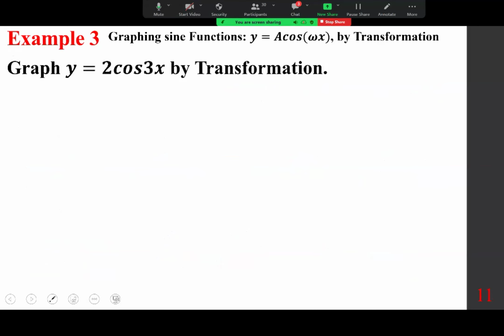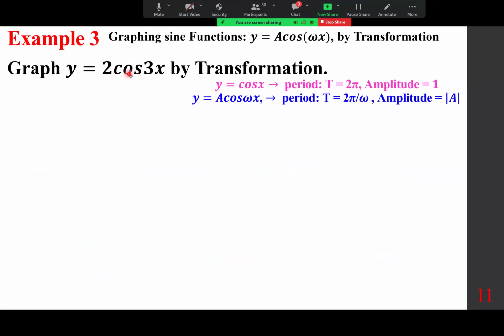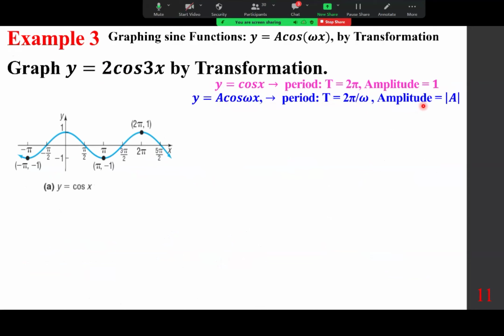We want to look at y equals 2 cosine 3x. So we remind everybody, when y is cosine x, period is 2 pi, amplitude is 1. If it's a cosine omega x, it changes the T, the period, to 2 pi over omega. Amplitude is the absolute value of a. So first, here's the basic cosine function everybody knows.